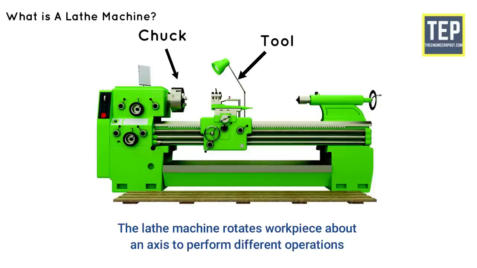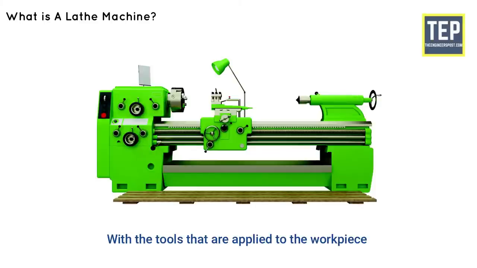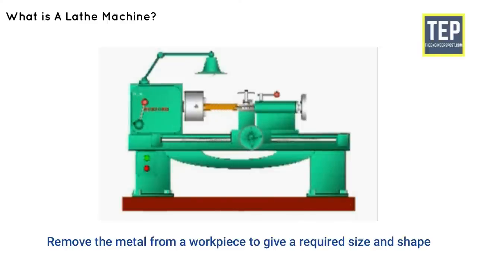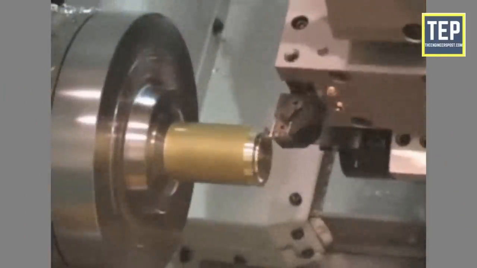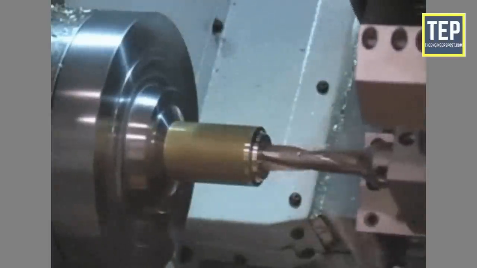The lathe machine rotates the workpiece about an axis to perform different operations such as turning, facing, chamfering, thread cutting, knurling, drilling and more. These operations are performed with tools that are applied to the workpiece to design an object with symmetry about that axis. The main function of a lathe is to remove metal from a workpiece to give a required size and shape. The tool is held still and the workpiece is rotating about an axis of rotation to perform various operations with the help of different tools.